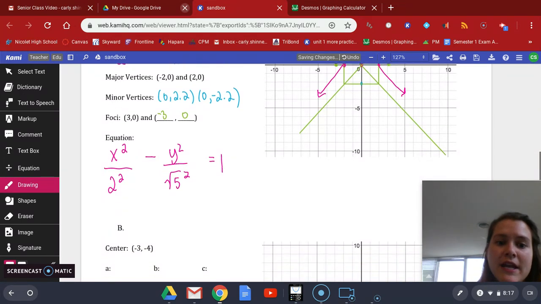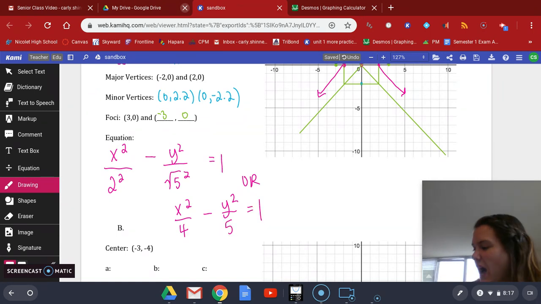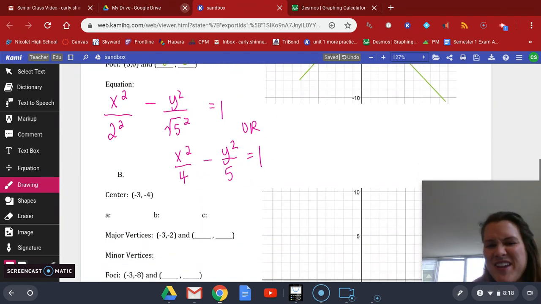All right. Now, if you want to square the denominator, you could also write this as x squared over 4 minus y squared over 5 equals 1. Okay. I don't care. Either form is fine with me. Probably best to be able to recognize it in both, they're equivalent. So whatever you think looks prettier, which I think this one looks prettier.